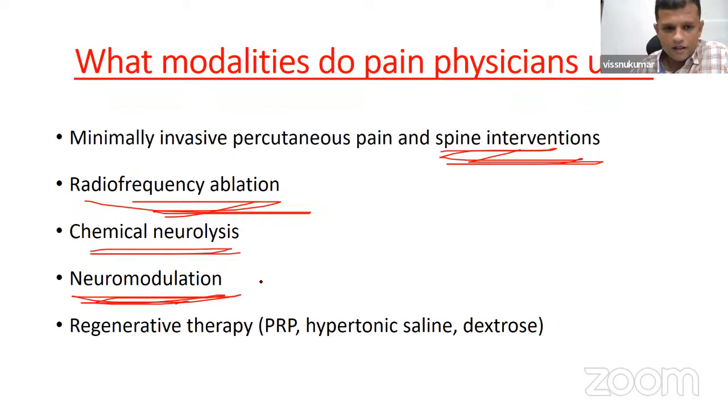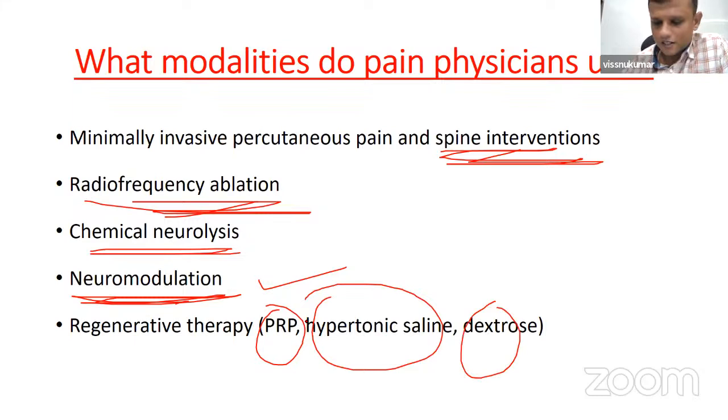On neuromodulation, last month there was a program in Ramayya where I performed a case of sacral neuromodulation in a patient with chronic pelvic pain. Neuromodulation is a very growing topic, and you can apply it to many painful conditions. And for regenerative therapy, I always use PRP for the shoulder, hypotonic saline for the knee, and in all other cases I will be using dextrose, as Madan sir and Gurumurthy sir explained to you today.